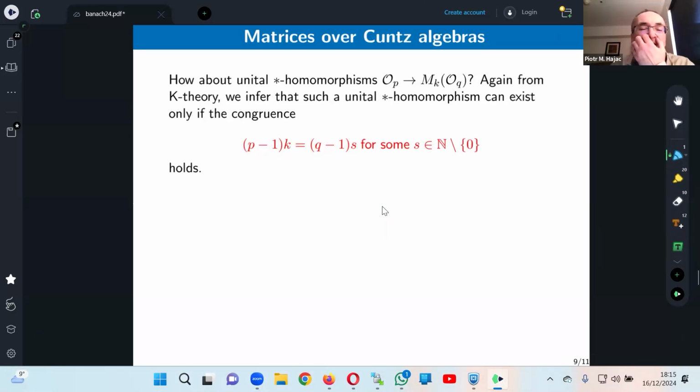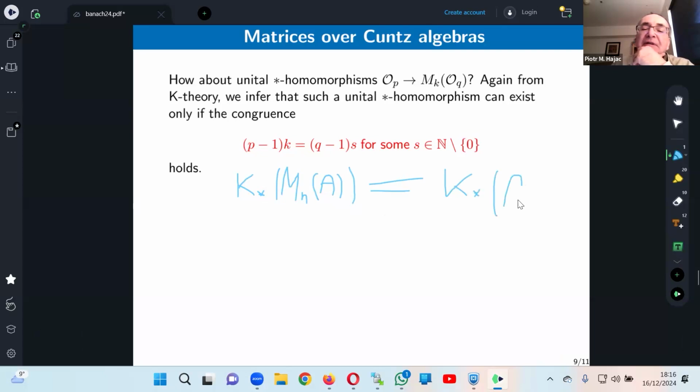Yeah, this is a very good question. It is true. K-theory is Morita invariant. So when you take the K-theory of M_n of A, this is just the K-theory of A.